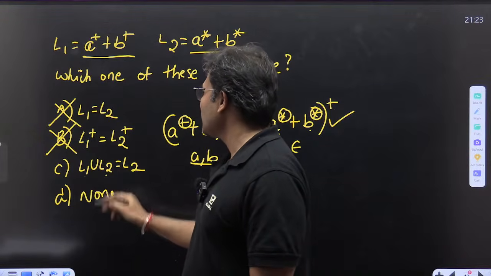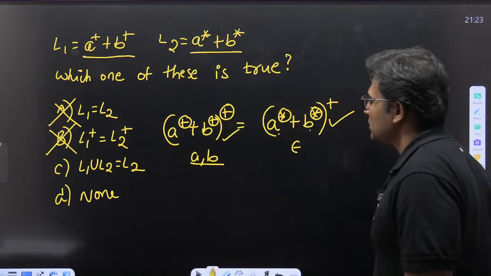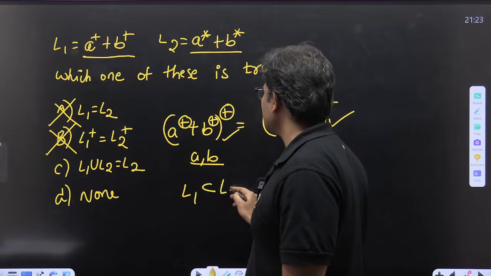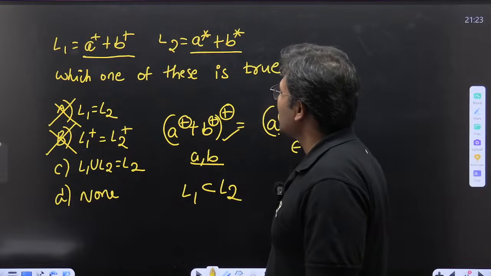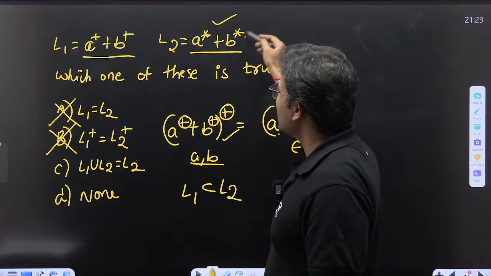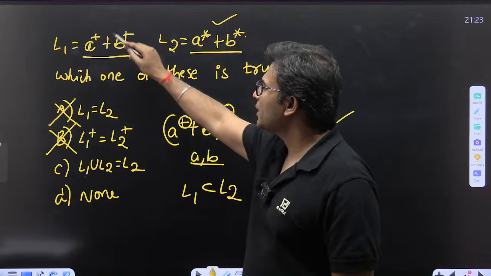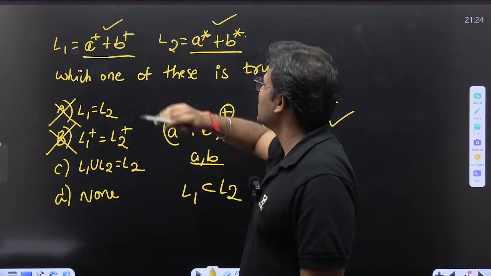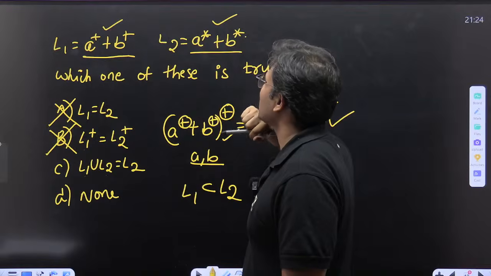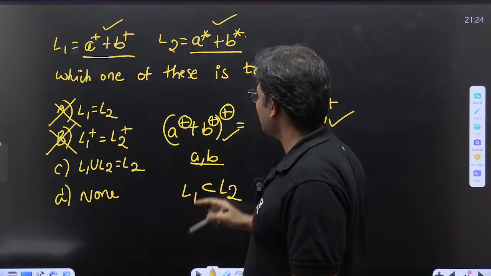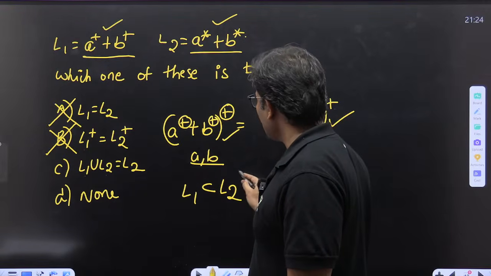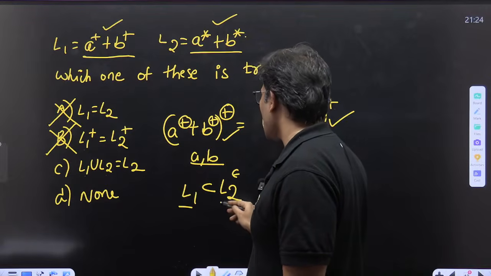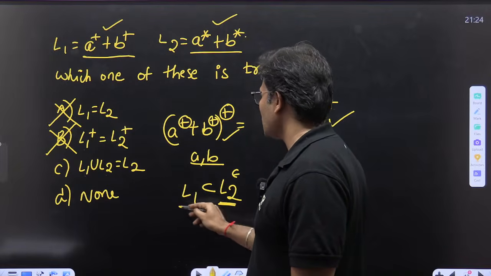Now, what is L1 union L2? You can clearly see that L1 is a proper subset of L2, because here I may get any number of A's and any number of B's, including epsilon. Here I may get any number of A's and any number of B's without epsilon. So epsilon is extra in L2. In L1 I don't have epsilon, but the remaining strings which are in L1 are all there in L2 also.